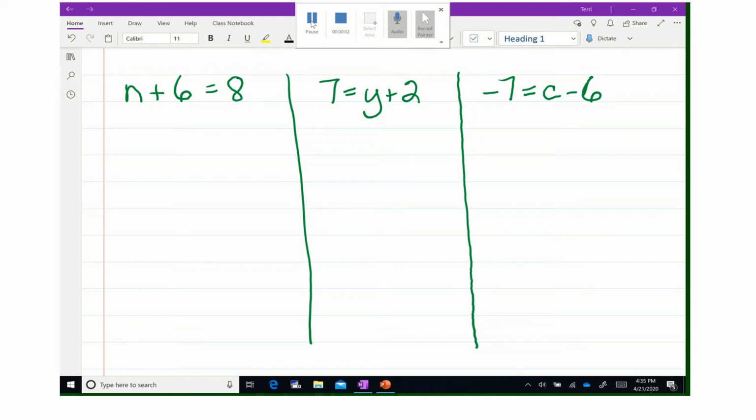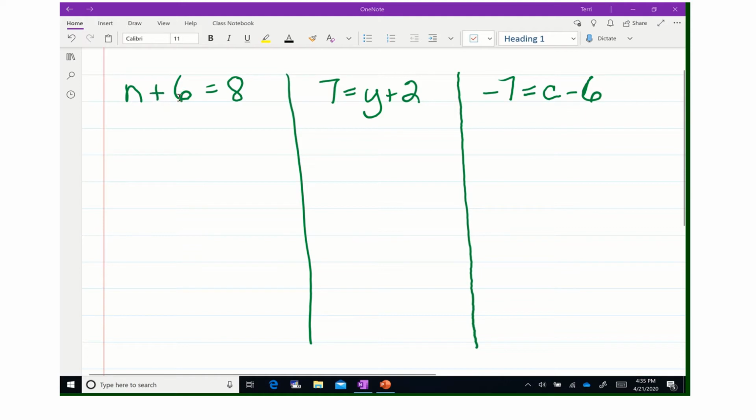Today we're going to learn how to solve one-step addition and subtraction equations. If you notice in this first problem, n plus 6 equals 8. Our variable, our letter that stands for an unknown number, is n. We're adding a 6 to it. We want to get rid of this 6 because we always want our variable to be by itself.